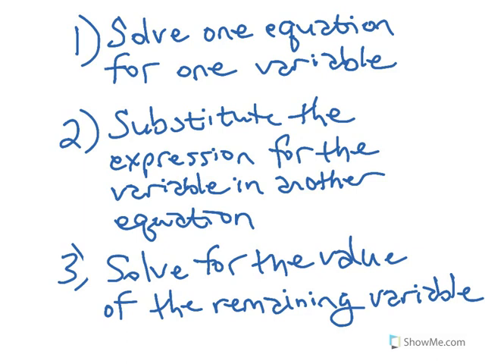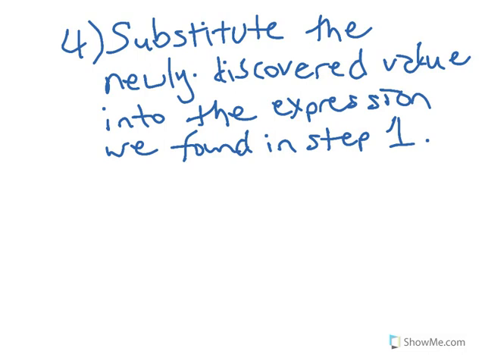After making that substitution and creating an equation that only has one variable, we solve for the value of that remaining variable. Once we have that value, we can use it to go back and discover the value of the variable for which we originally solved. The fourth step is to take that newly discovered value and substitute it into the expression we found in step 1. Once we've done that, we'll know how to calculate the value of the variable we originally solved for.